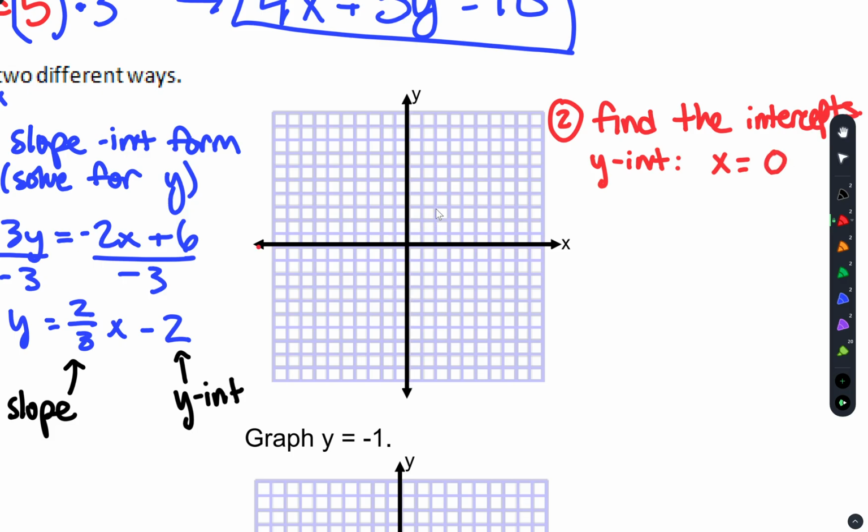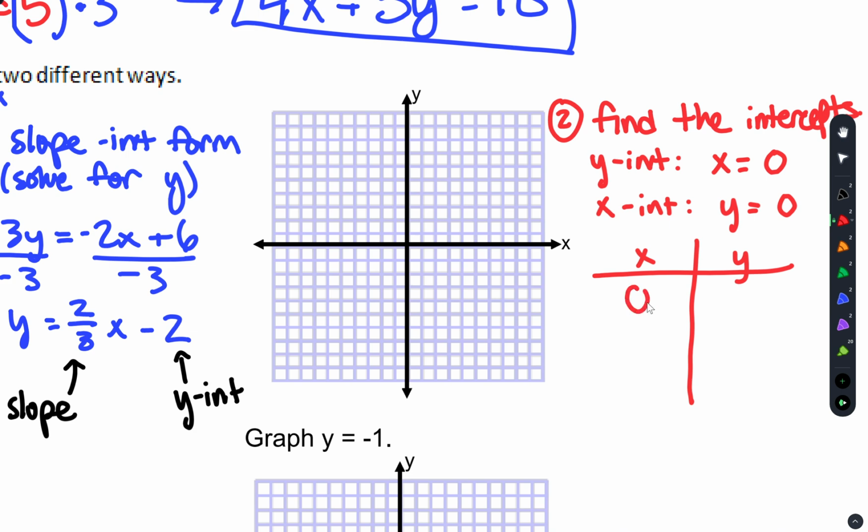Can I say the same thing about the x-intercept? At the x-intercept, what's the y value? Also 0, right? So if I plug 0 into my equation for x and then for y, I can figure out the two intercepts pretty easily. So let's make a little table here. X values, y values.